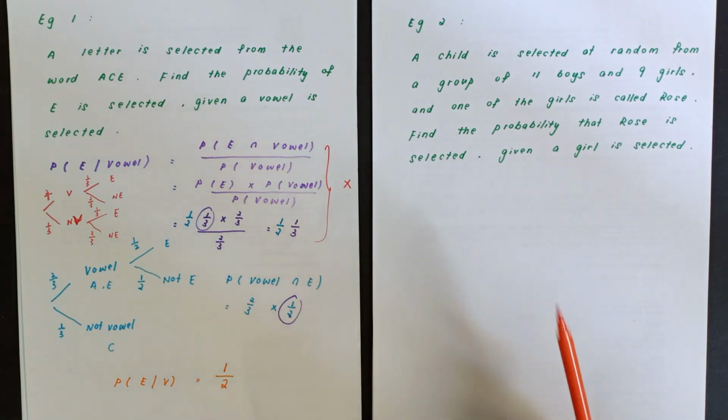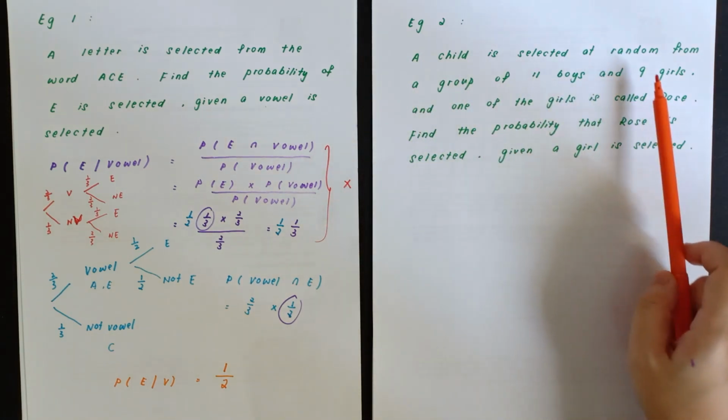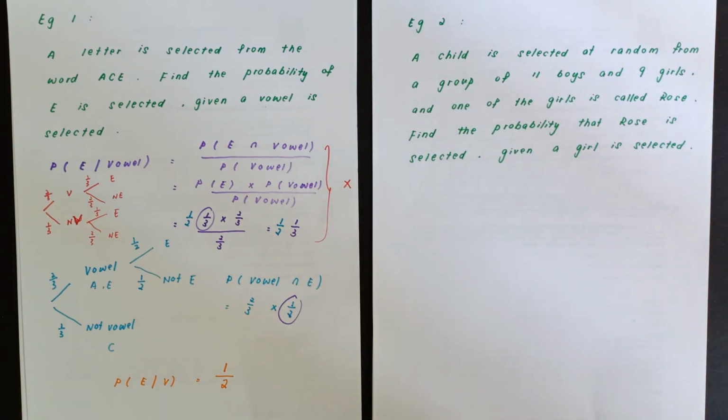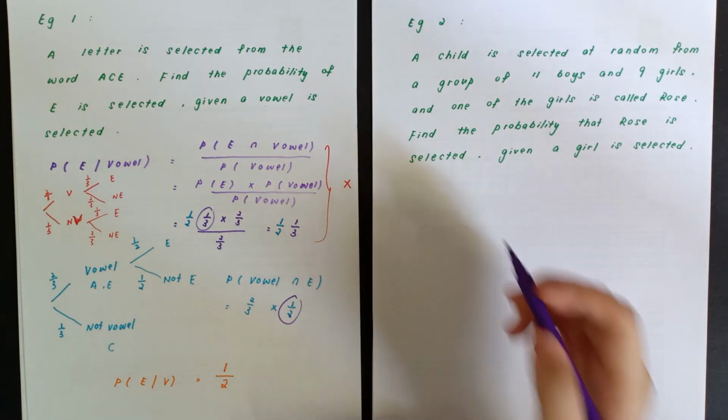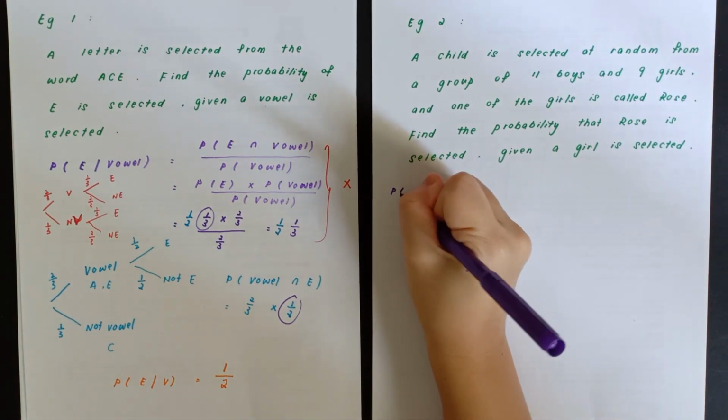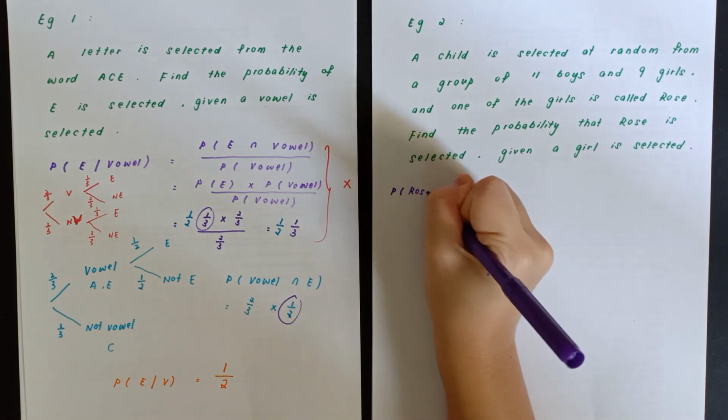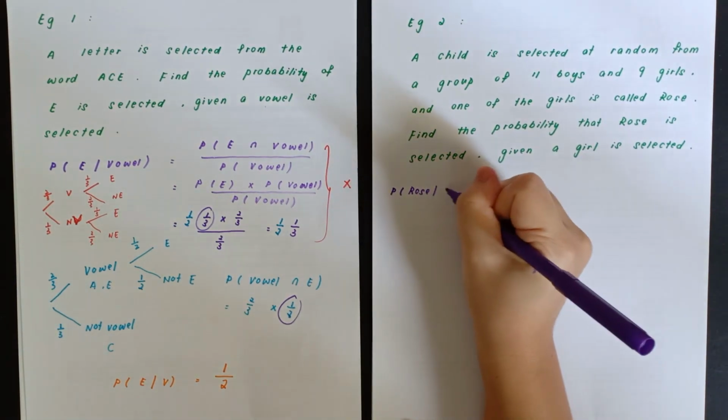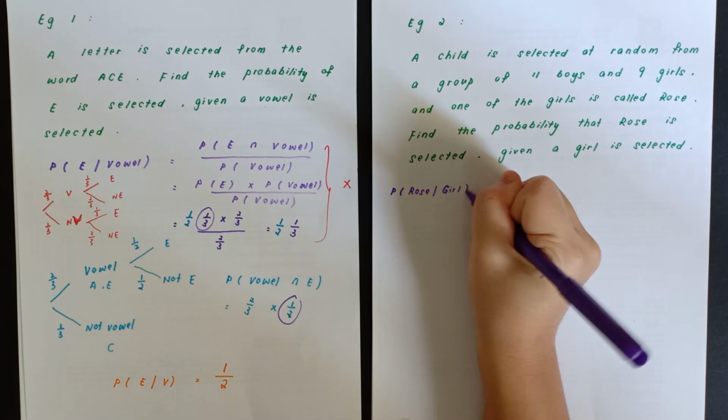Okay, so number 2. A child is selected at random from a group of 11 boys and 9 girls, and one of the girls is called Rose. Find the probability that Rose is selected given a girl is selected. Again, I will try to guess what you did, which some of you got wrong. You will do it like this: probability of getting Rose given a girl is selected.